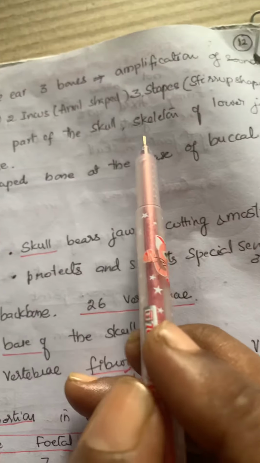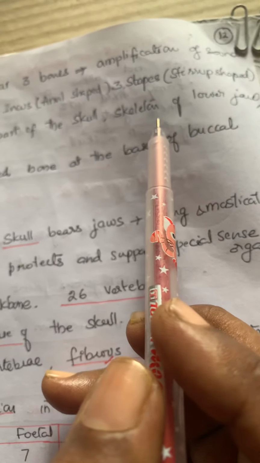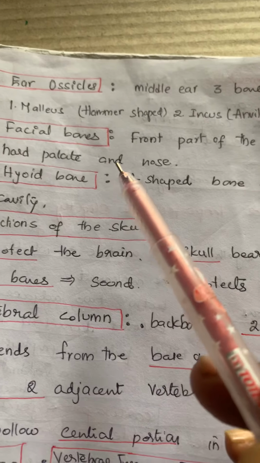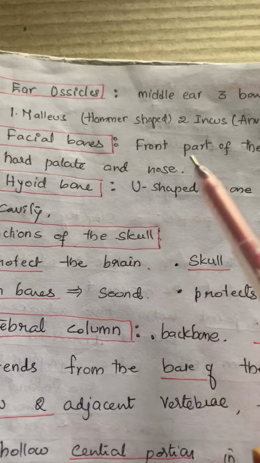And the facial bones, the front part of the skull, are present, and it consists of the skeleton of the lower jaw, hard palate and nose. So those bones we discussed.